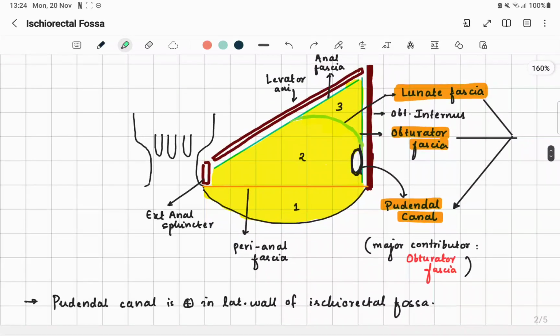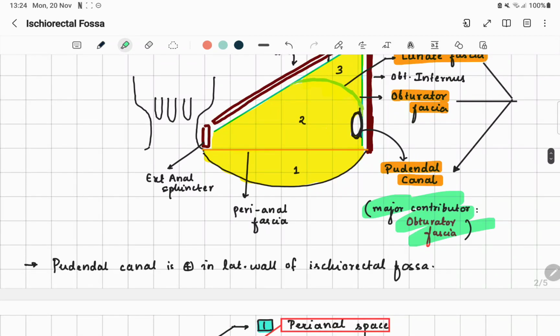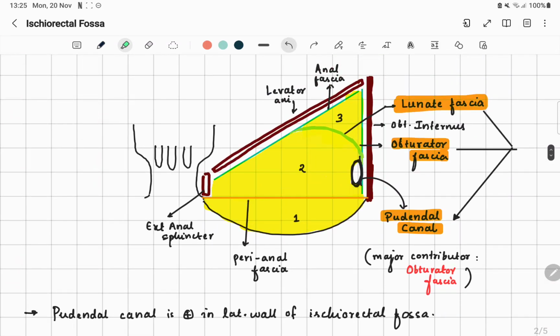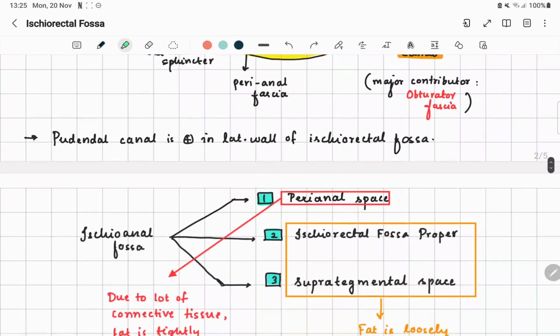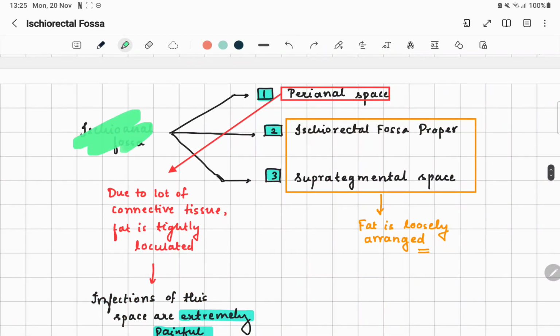So what are the major contributors? Three fascias are there: the obturator fascia, the lunate fascia, and the fascia of the pudendal canal that is binding. This is the obturator fascia, which is this part, and the lunate fascia is this part. So the obturator fascia forms the major boundaries; it is the major contributor. And this is called the perianal fascia. Three fascias: lunate fascia, obturator fascia, the perianal fascia. And you have the 1, 2 and 3 parts. This 1, 2 and 3 comprises your ischioanal fossa.